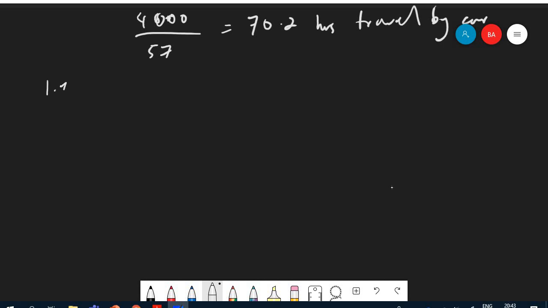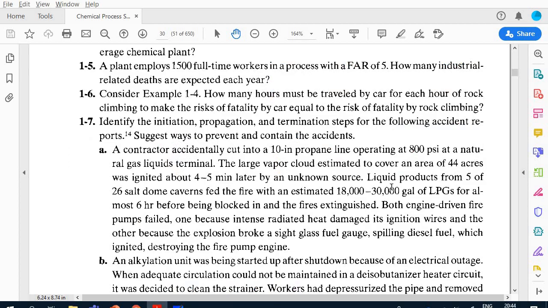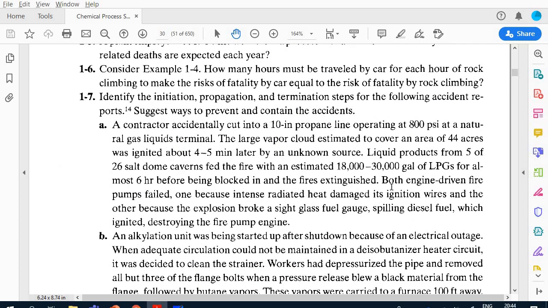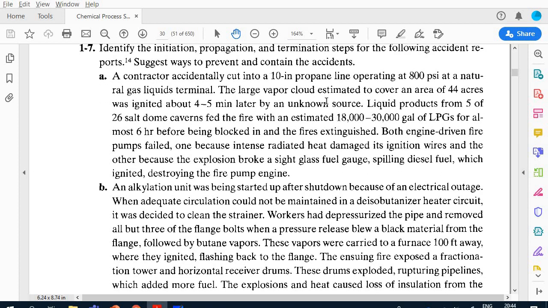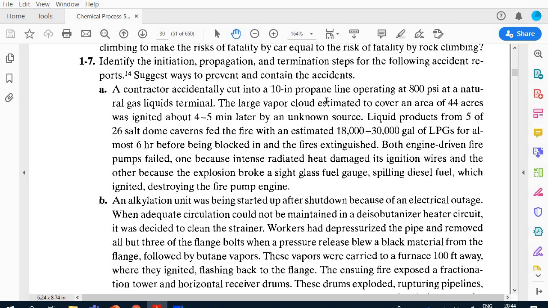So 1.7. What does question 1.7 say? Identify the initiation, propagation and termination steps for the following accident reports. Suggest ways to prevent and contain the accidents. Okay, so let's look at A. We can solve A and B. Let's see how fast I can go with that.